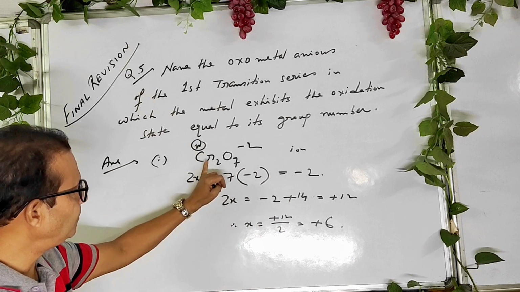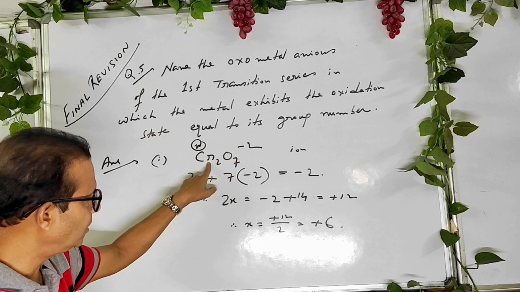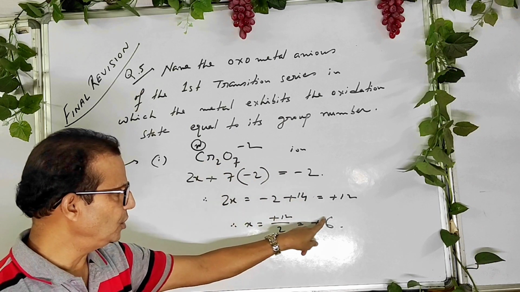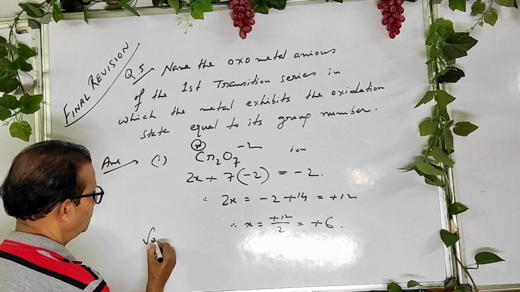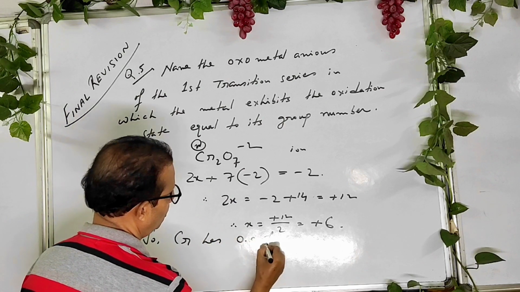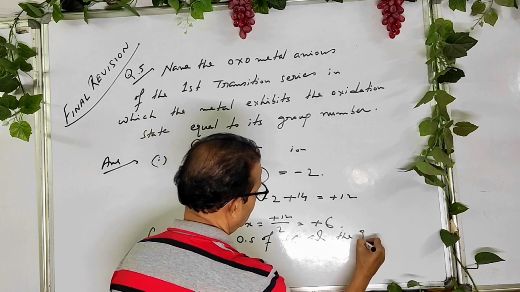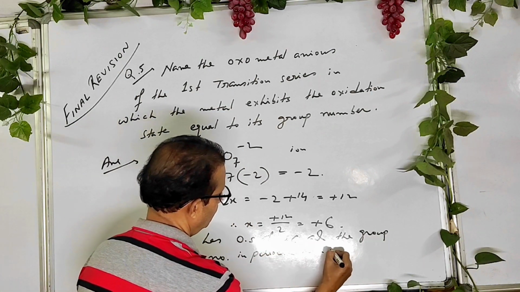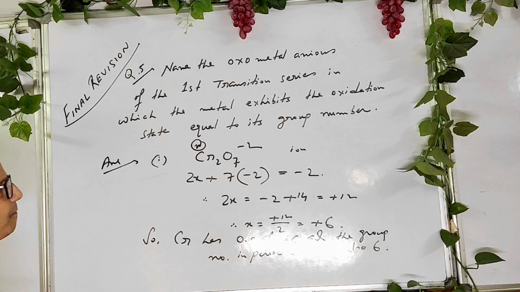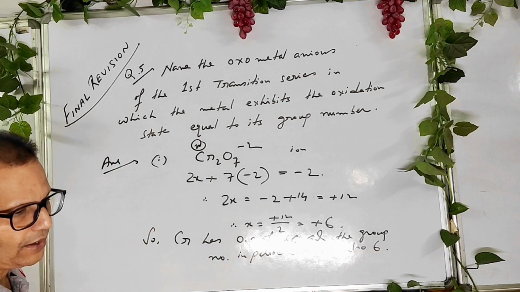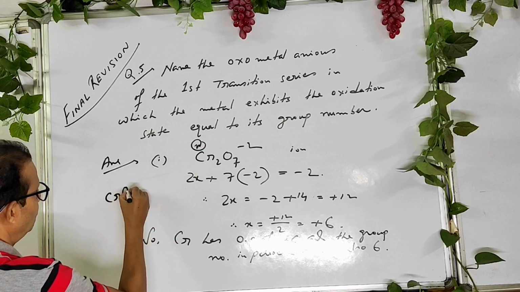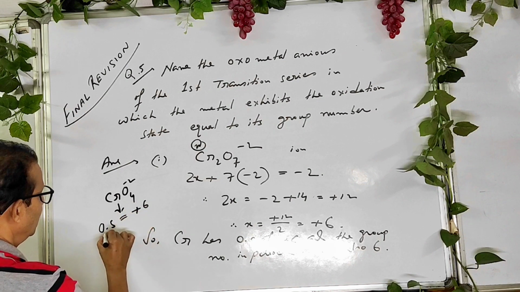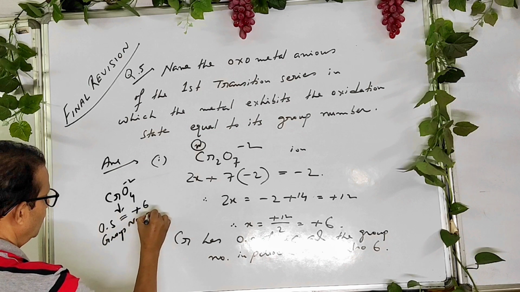Here in this oxometal anion, chromium has an oxidation state of +6, and chromium belongs to the 6th group in the periodic table. So chromium has oxidation state +6 and the group number is also 6. I think you understand it. Similarly, you can write another answer, CrO4 2-. Here also chromium has oxidation state +6 and group number also 6.